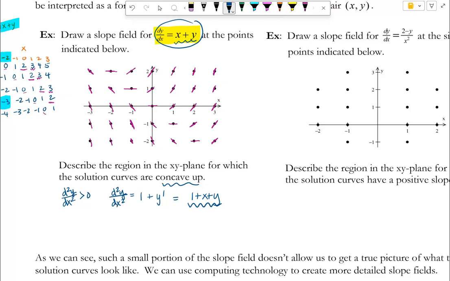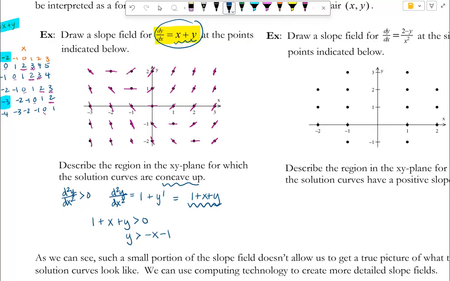So if I know that my second derivative must be positive, that means 1 plus x plus y must be greater than 0. So I would probably just isolate y. So that means y must be greater than negative x minus 1.